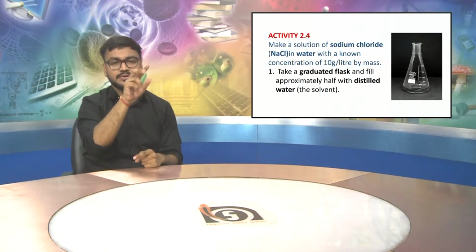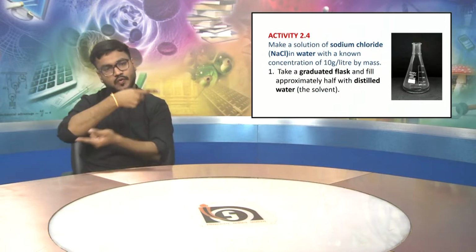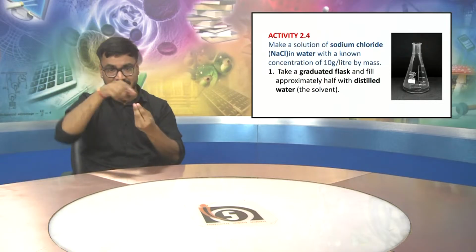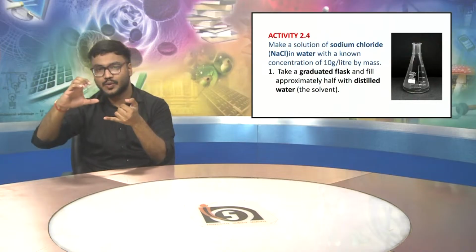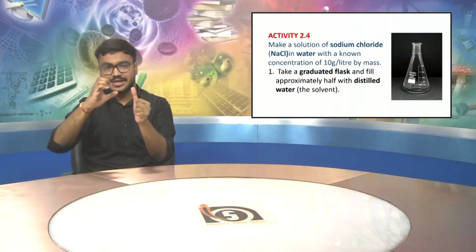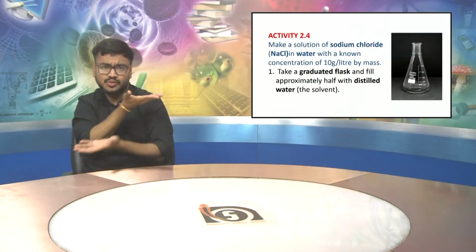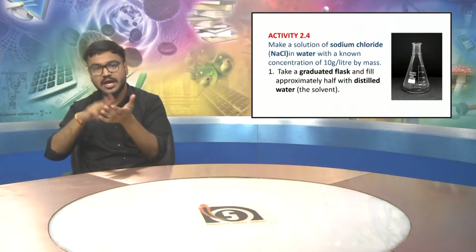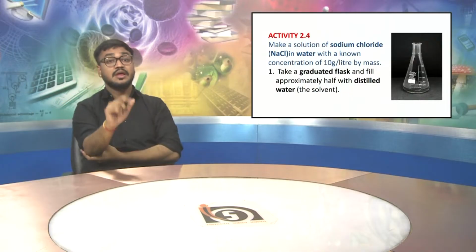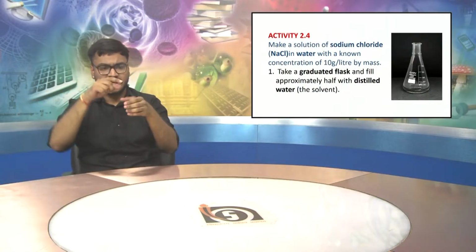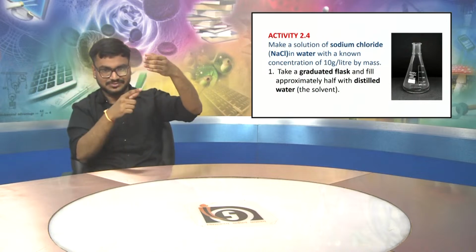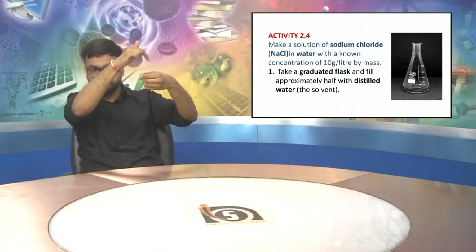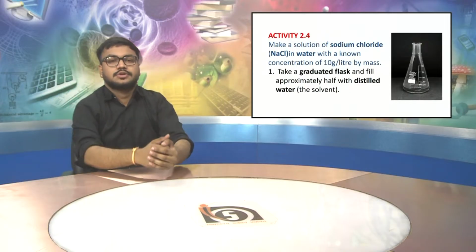Now let's do some activity for our better understanding. Activity 2.4. Here the activity is to make a solution of sodium chloride, in short NaCl, in water with a known concentration of 10 gram per liter by mass. Take a graduated flask and fill it approximately half with distilled water.